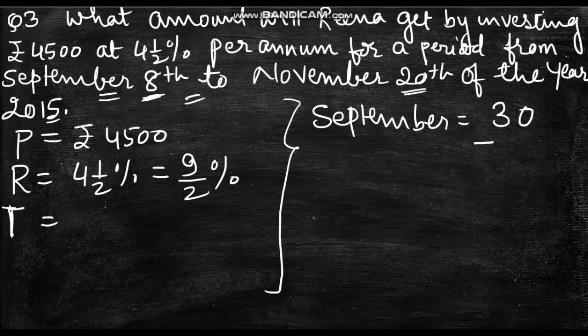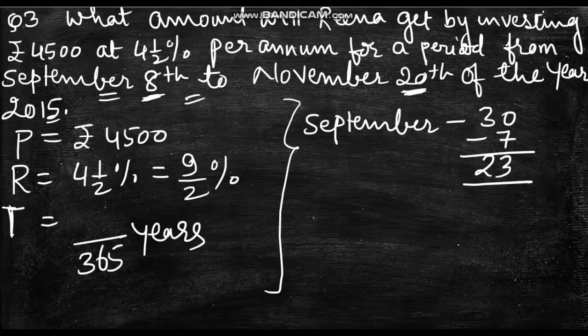That means we will be taking 8th, the interest on 8th also. So 30th September, in the month of September we have 30 days. So 30 minus 7, so see, 23 days in the month of September. In the month of October, we have how many days? In the month of October, we have 31 days.